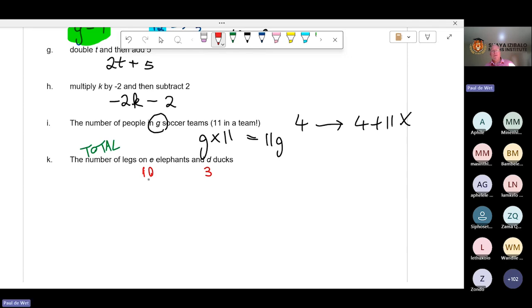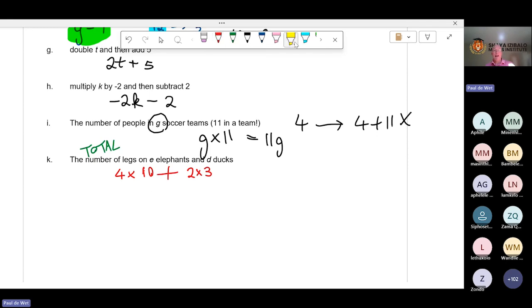What must I do to get the number of legs on the elephants? Guys, what must I do to the number of elephants to get the legs? I must multiply this by 4. What must I do to get the number of legs on the ducks? I must multiply by 2. Each duck has got 2 legs. And then I must just add the legs.